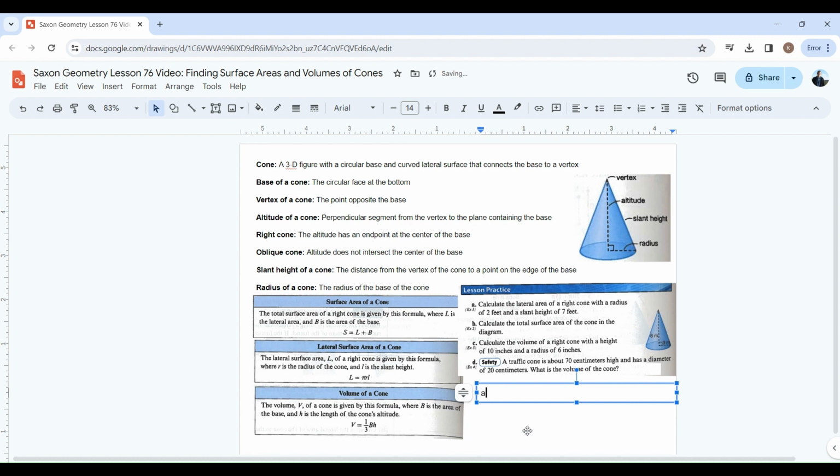Okay, so letter A is really easy. It's just going to be pi times a radius of 2 feet times a slant length of 7 feet. That's it. That's how you calculate the lateral area. We don't have to worry about pi r squared or anything. We only do that if we're doing a circle. So let's go ahead and do this. Pi times 2 times 7.